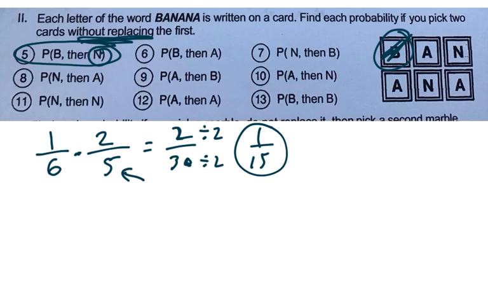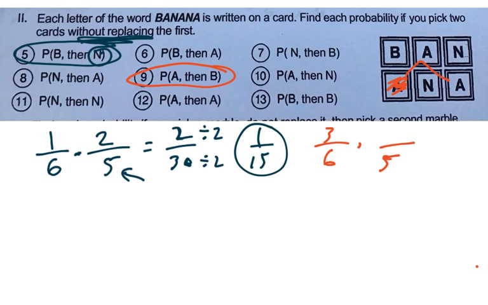Okay, now let's do another one. How about we do A then B? Okay, well, the chance of getting an A is 3 of them, right? 3 out of 6 chance. But now, one of these A's is gone. That means there's only 5 cards left.